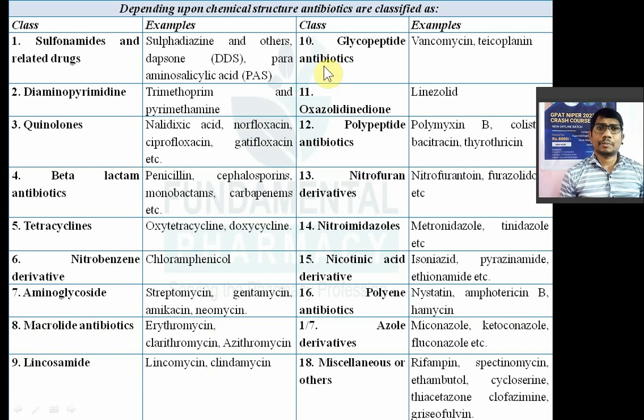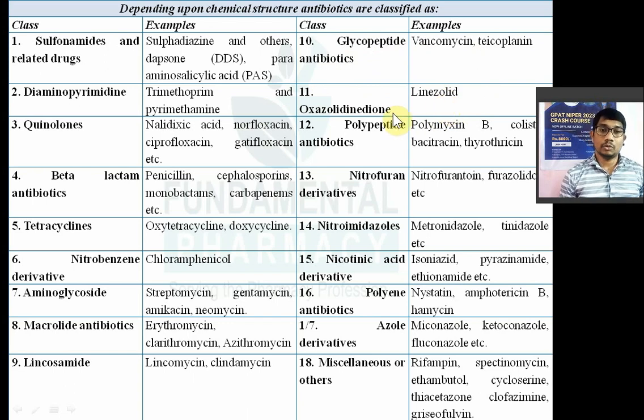Glycopeptide antibiotics. As the name indicates, glyco means sugar, peptide means protein. So glycopeptide antibiotics, for example, vancomycin, then teicoplanin. These are the glycopeptide antibiotics. You have to remember the examples. Then oxazolidinediones, in that you have linezolid. A question has come on this also. Oxazolidinedione, linezolid, is a broad spectrum antibiotic, a reserved drug for a particular purpose, right?